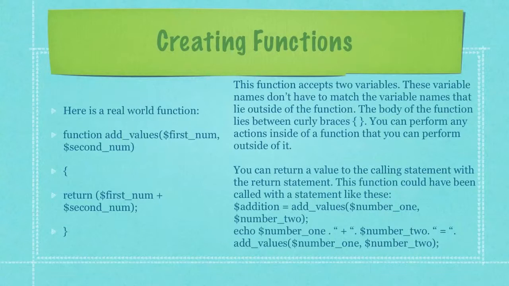The body of the function lies between curly braces, and you can perform any actions inside a function that you can perform outside of it. You can return a value to the calling statement with the return statement, as I did here. This function could have been called with a statement like the example I have here on the right side of the screen. Here I'm assigning the value returned from the function add values to the variable addition by passing two variables to it, being number 1 and number 2.